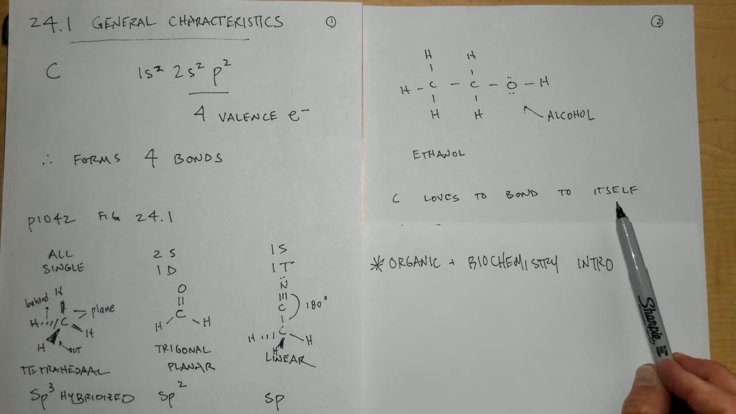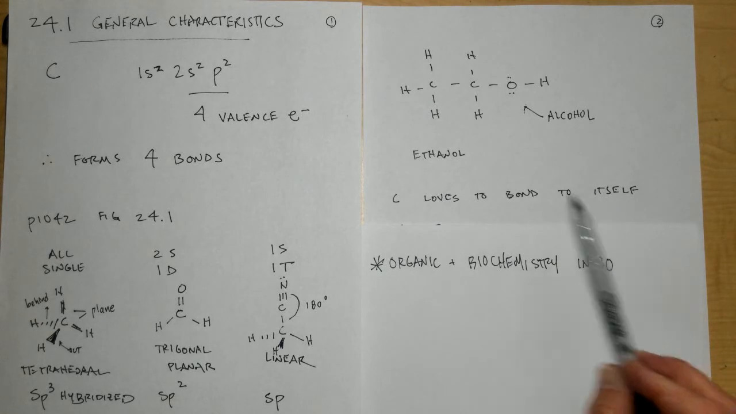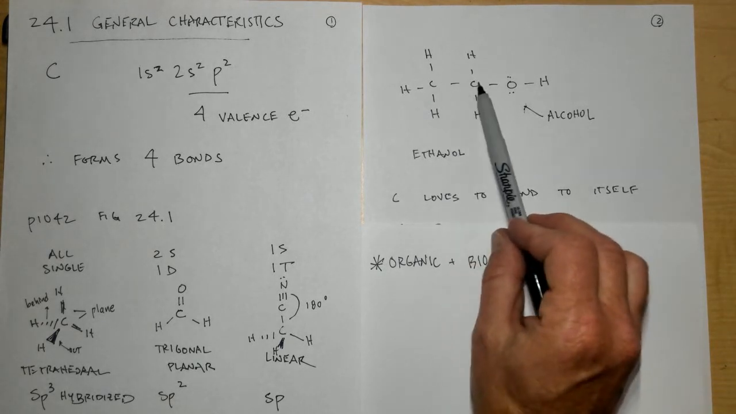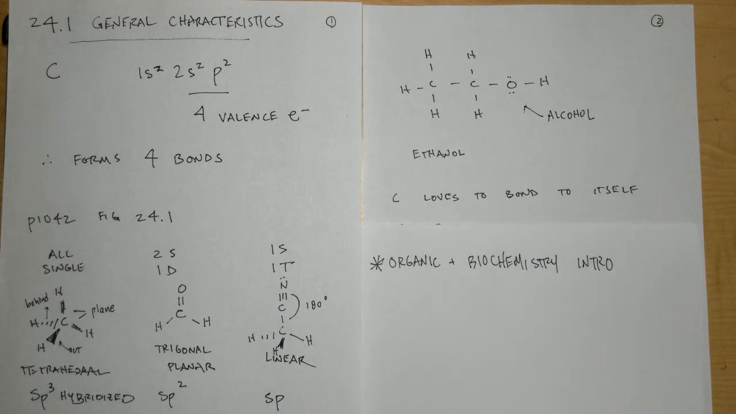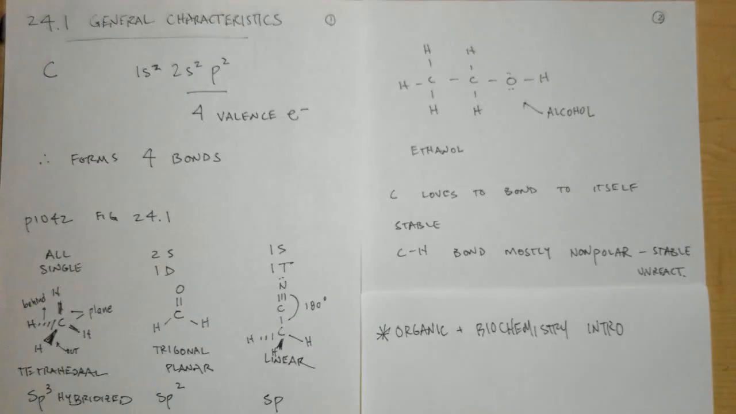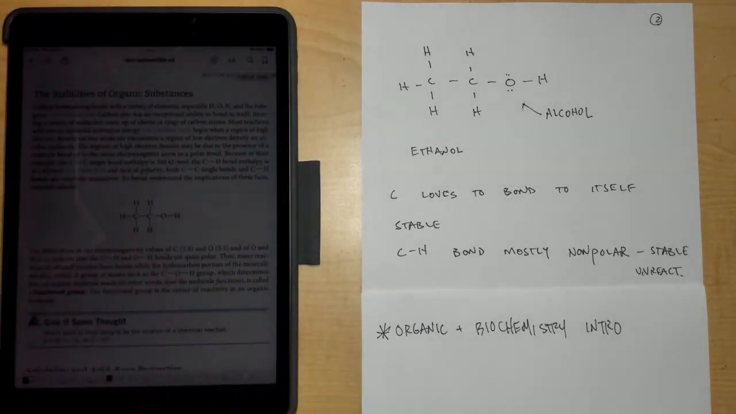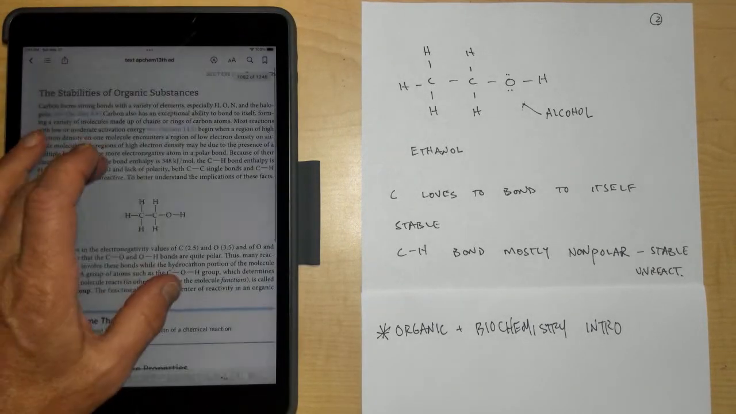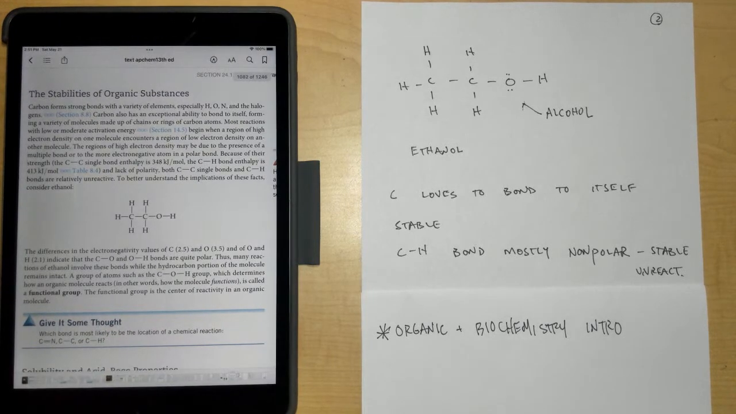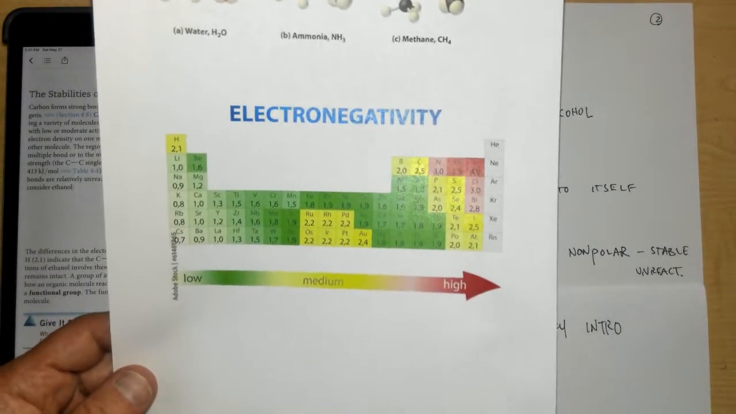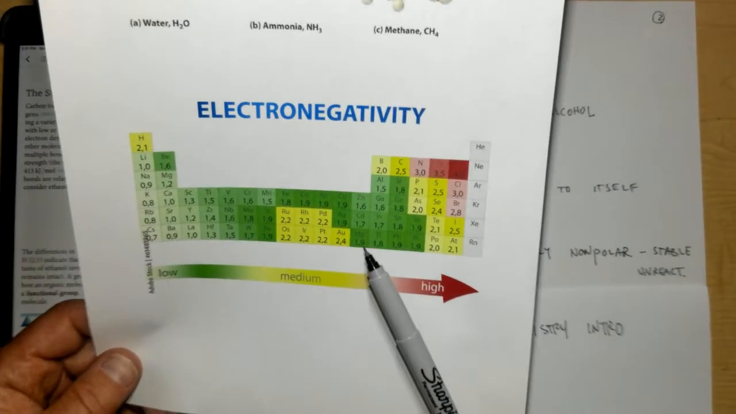And carbon ends up loving to bond to itself, and you can see that it forms a chain of carbon to carbon right here. And we'll see much longer chains of this as we go through the unit or the chapter as well. They're very stable. The carbon-hydrogen bond is mostly nonpolar, and if you forgot what polar means, that they have similar electronegativities.